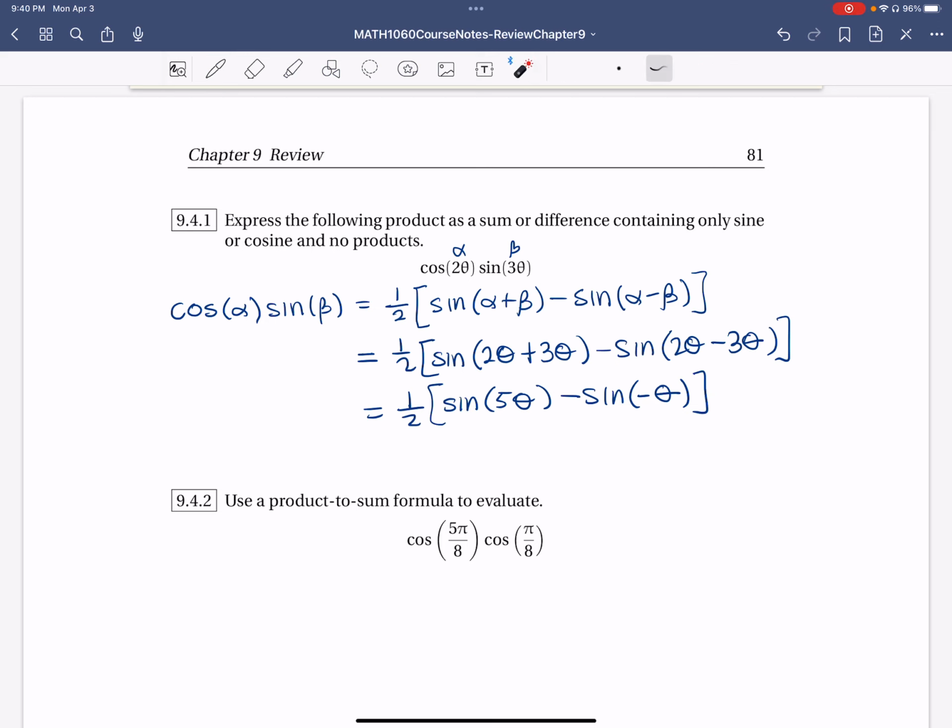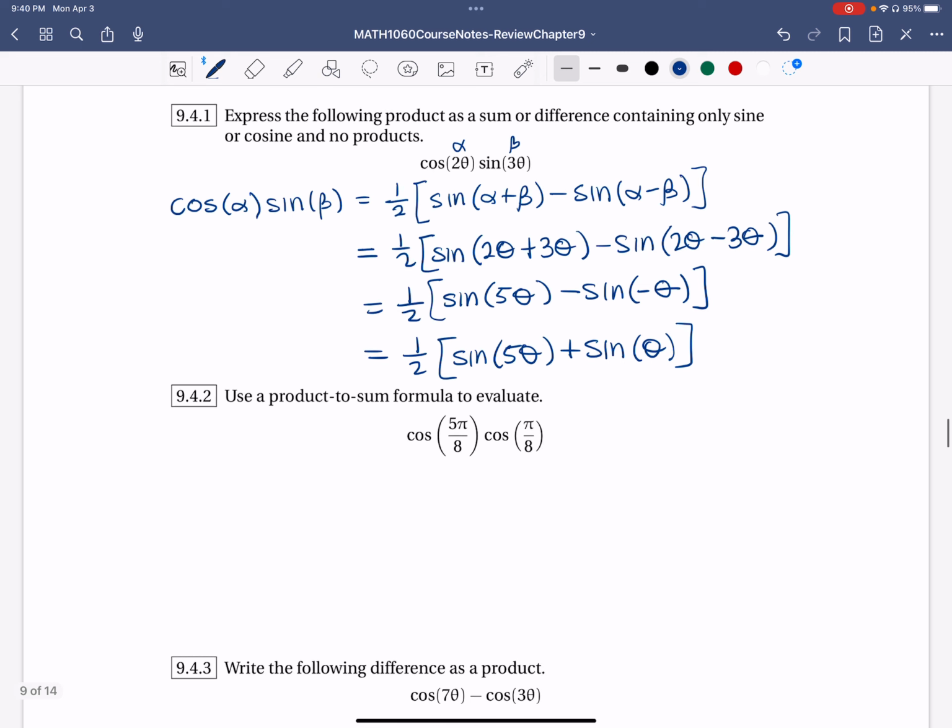Okay, but the sine function is an odd function. And so this minus theta, we can replace that with theta and pull the minus sign out, switch that to a plus sign. So we're going to end up with 1/2 sine of 5 theta plus sine of theta. Okay, let's move on to the second problem.